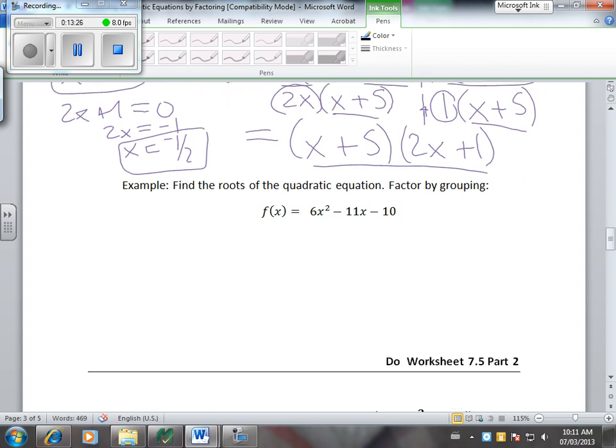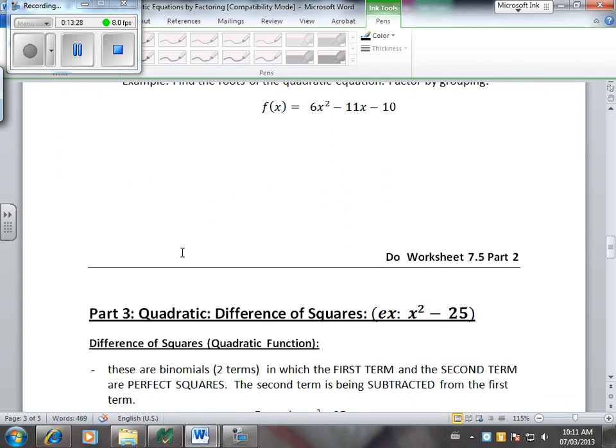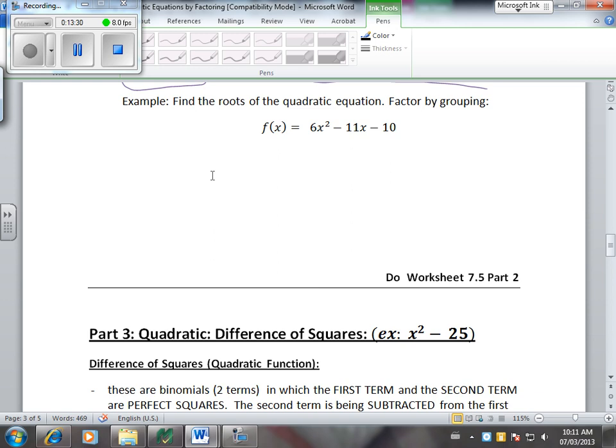So let's try this one here. So again, we look for our GCF. Our GCF is 1. We're out of luck. So we have to group. So we're going to multiply to 6 times negative 10, to negative 60. And we're going to add to negative 11. Okay, so again, look at our factors for 60.